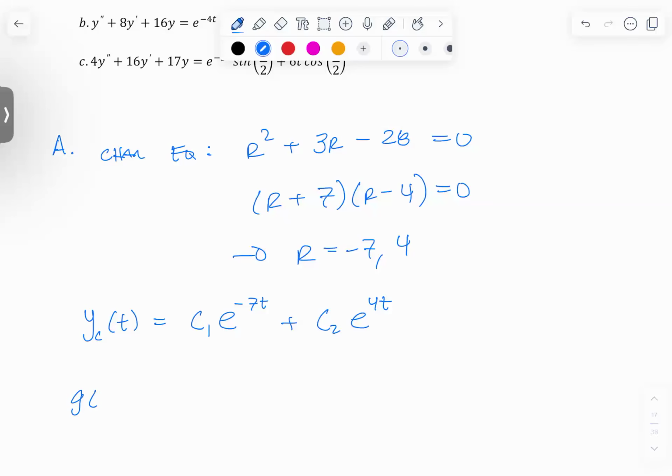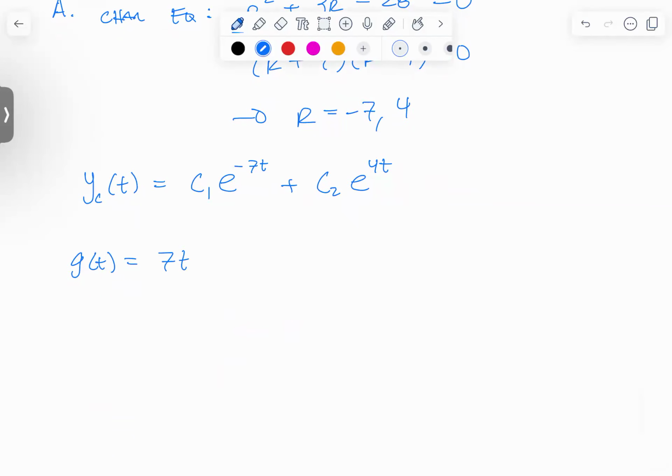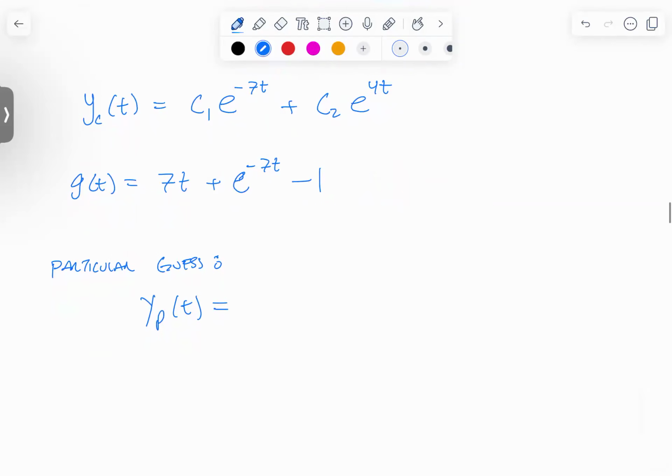Now, okay, then G of T. All right, so given our G of T, now we want to start guessing the particular. So what do we see here? A polynomial and an exponential. It doesn't really matter which one you start with. Since I like the exponential, let's start with the exponential.